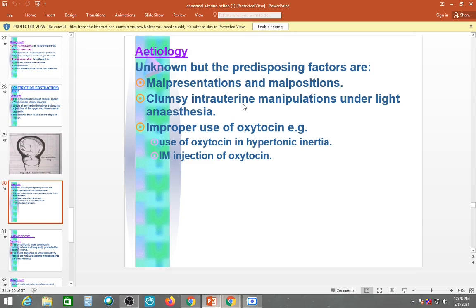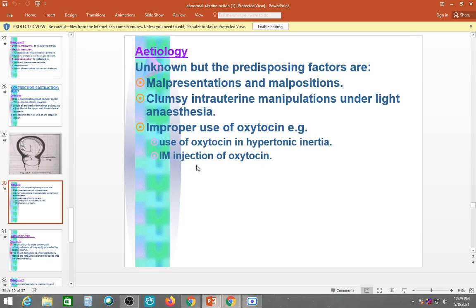Then clumsy uterine manipulation under light anesthesia, a faulty manipulation when they give anesthesia. Then improper use of oxytocin. When oxytocin is used faultily, there will be chances of constrictions. Then use of oxytocin in hypertonic inertia. That's why in hypertonic inertia, we never use oxytocin or syntocinon for induction of labor. This is improper use of oxytocin.